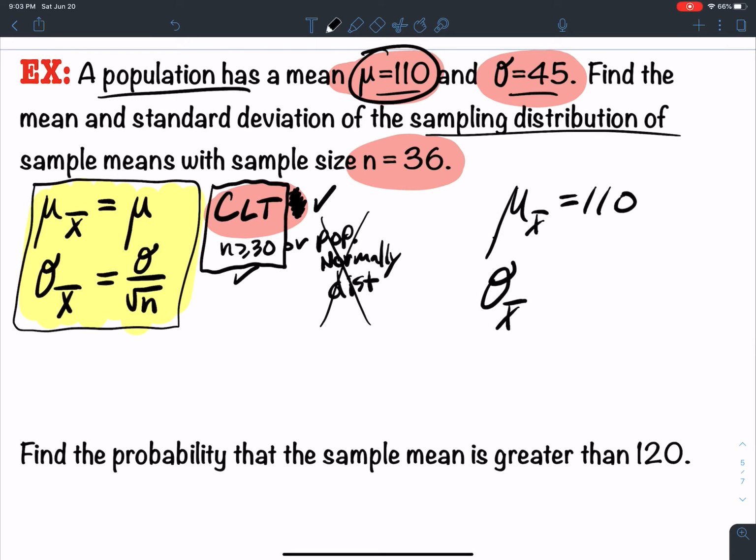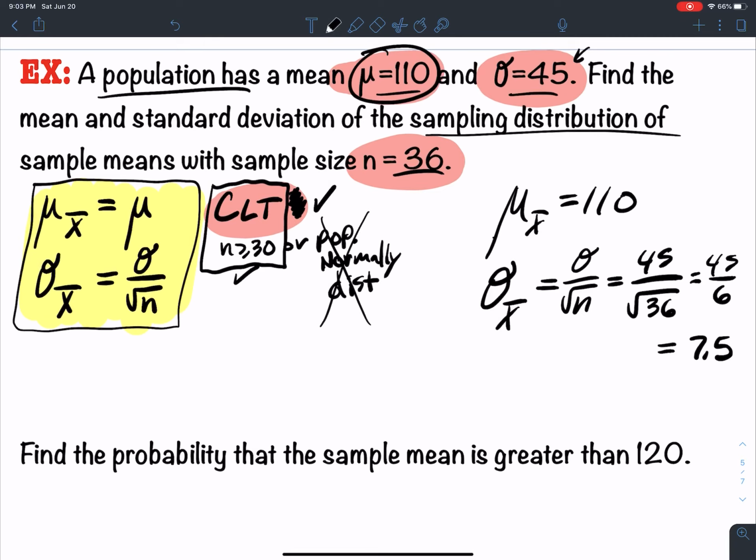The standard deviation of the sample mean is equal to the standard deviation over the square root of n for the population. The standard deviation for the population is 45. The square root of n is 36, so this is equal to 45 divided by 6, which reduces to 7.5. Now, the question becomes: find the probability that the sample mean is greater than 120.